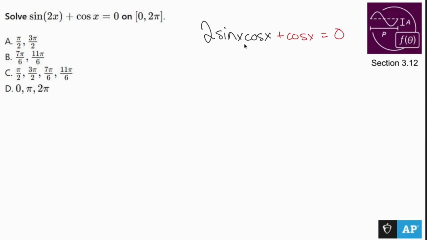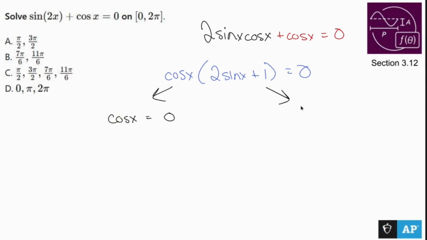So I have 2 sine x cos x plus cos x. I could rip out a cos x, so let's do that. That leaves us with cos x times 2 sine x plus 1 equals 0. Zero product property says take each of these factors and set them equal to 0. So cosine of x equals 0, and 2 sine x plus 1 equals 0.